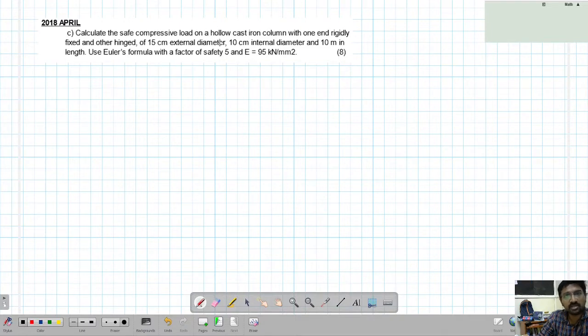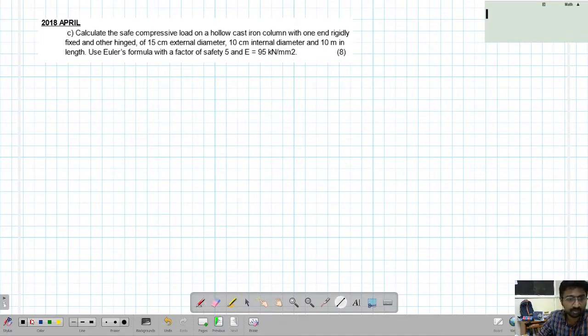Calculate the safe compressive load on a hollow cast iron column with one end rigidly fixed and the other end hinged, of 15 centimeter external diameter, 10 centimeter internal diameter, and 10 meter in length. Use Euler's formula with factor of safety 5 and E equal to 95 kN/meter.